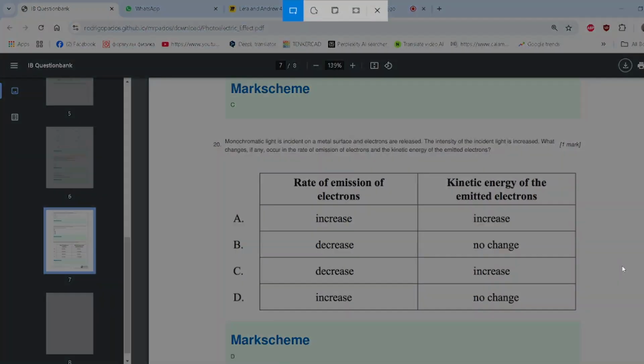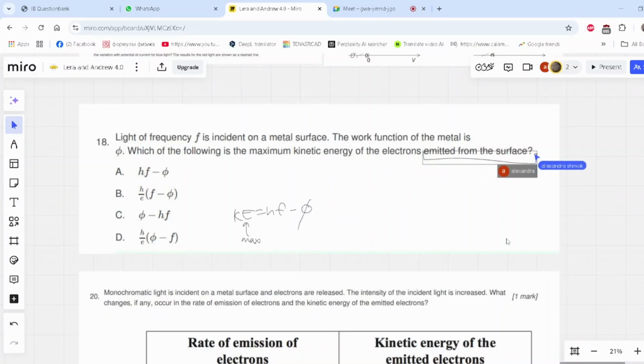It could be not maximum after going through the electric field, if this electric field accelerates or decelerates them, but they said emitted from the surface. They don't say anything about voltage here, you see, so just emitted from the surface. The maximum kinetic energy is like this.